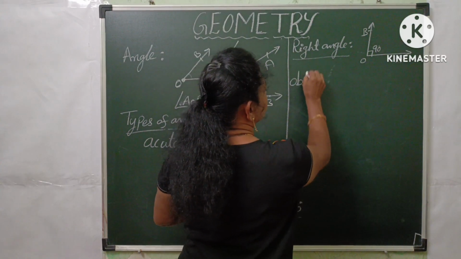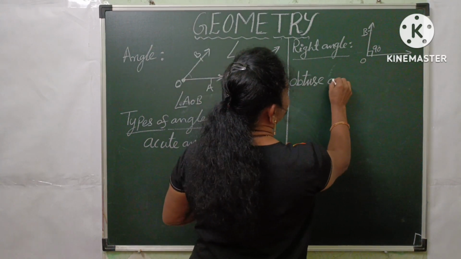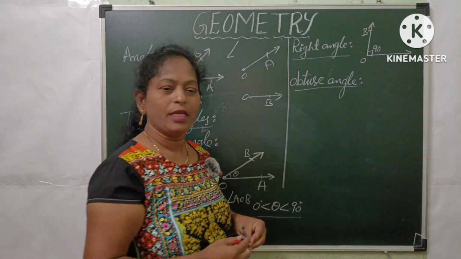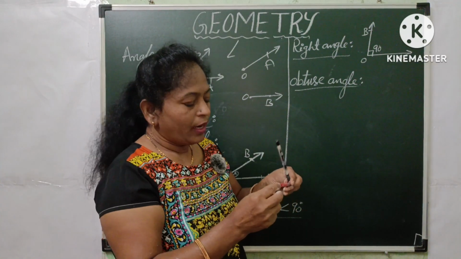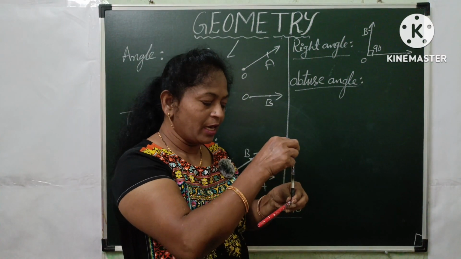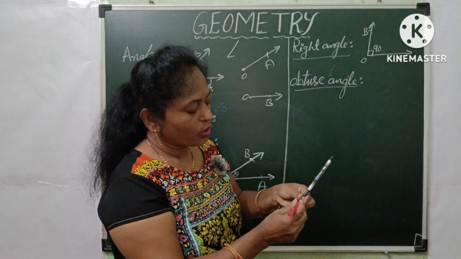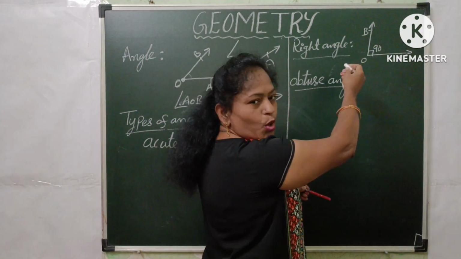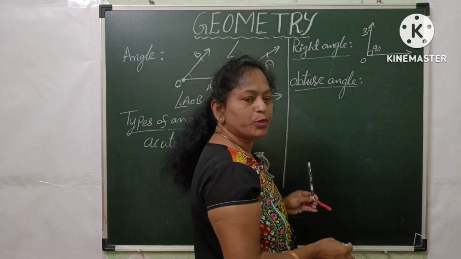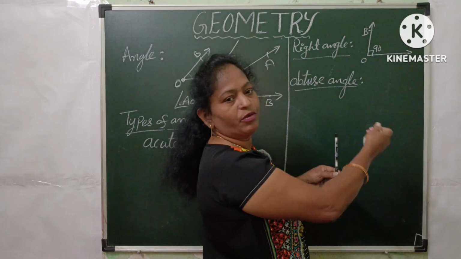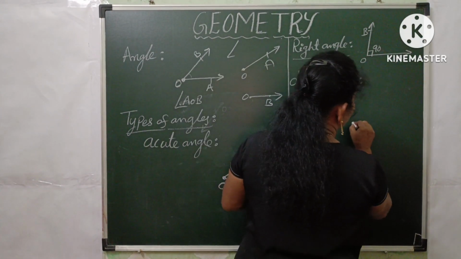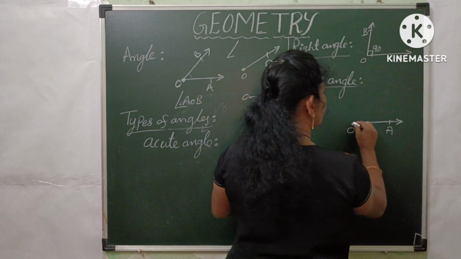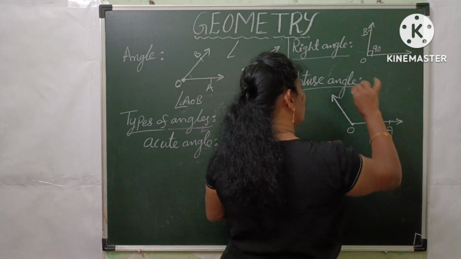Obtuse angle. Obtuse angle means it is more than 90 degrees and less than 180 degrees. More than 90 degrees means already it is 90 degrees, and it is just rotating more than 90, then it is an obtuse angle, up to less than 180 degrees. That means here the initial ray is in the same position, it cannot move. The terminal ray is moving more than 90.